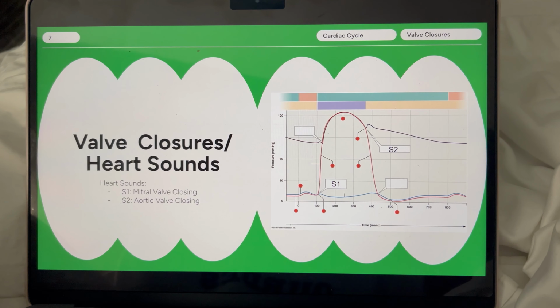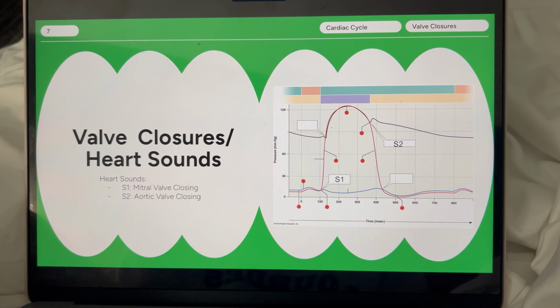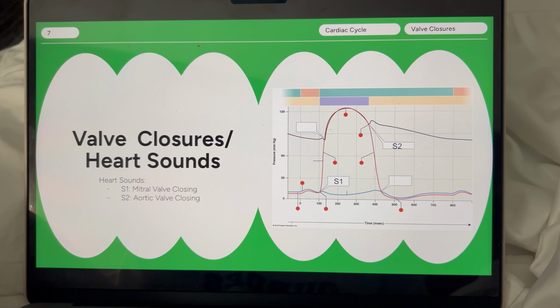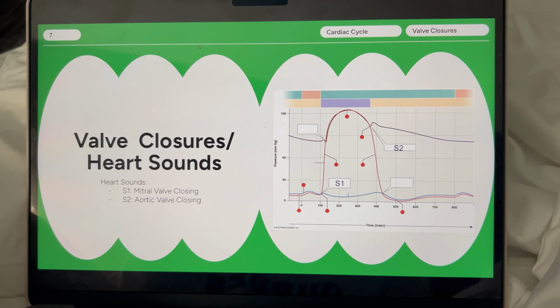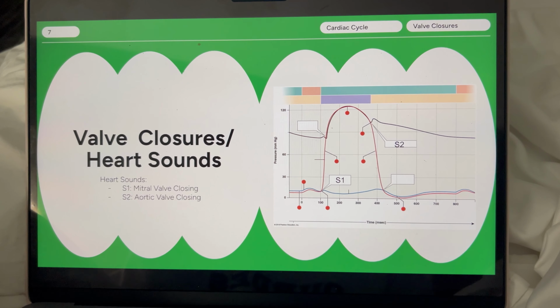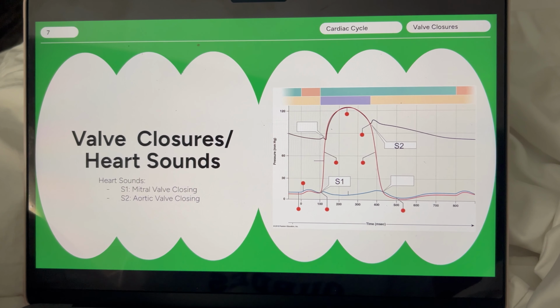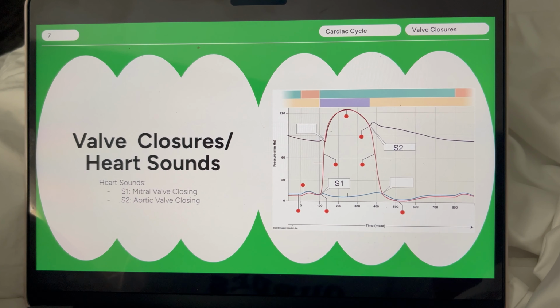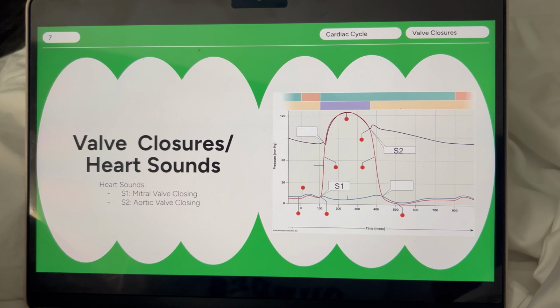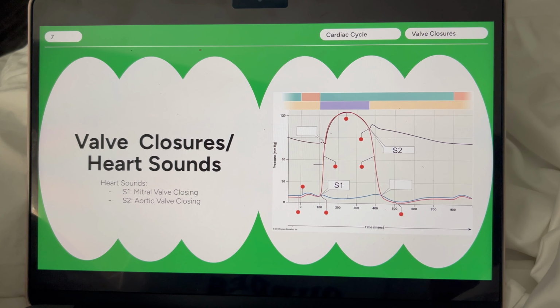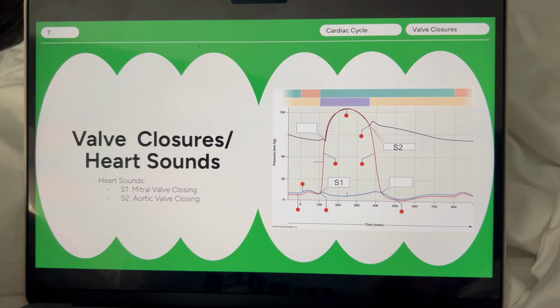Then we have valve closures and heart sounds. When it comes to the valve closures and heart sounds, the mitral valve closes at S1, which is towards the bottom here, and the aortic valve closes towards the top, making the second sound up there. So those two sounds are the 2 different noises that we hear when our heart is beating and when we're listening to a patient's heart.